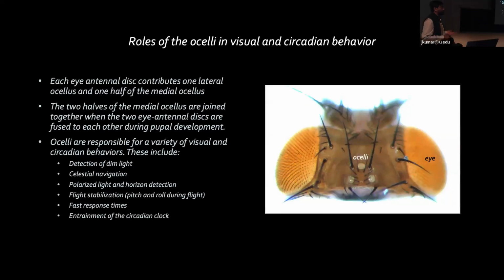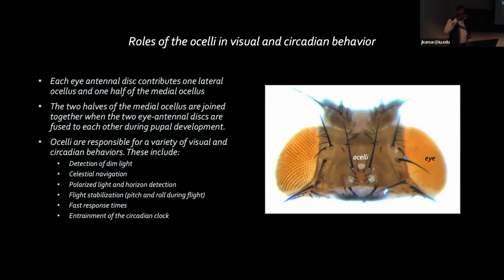And if we look at what they do, they're actually doing quite a lot of different things. They're very minor entrainers of the circadian clock. They're actually responsible for fast response times. So when you're trying to swat a fly, it's the ocelli that are allowing them to escape, because the ocelli bypass many different layers in the brain and go down to the central brain complexes, while the ommatidia go through the lamina and the medulla, and then second order neurons go down to the lobular plate and so on. They also help with flight stabilization.